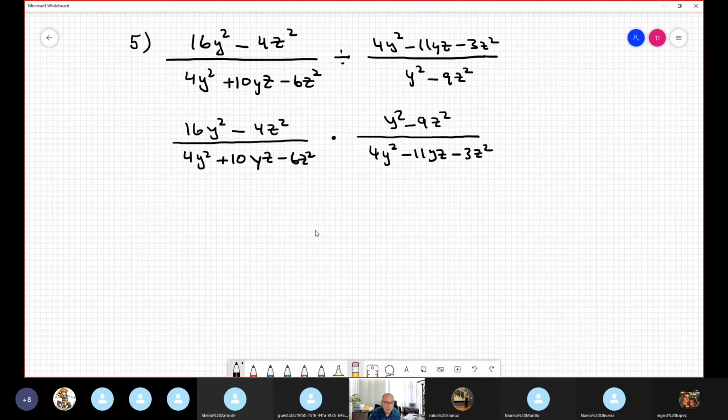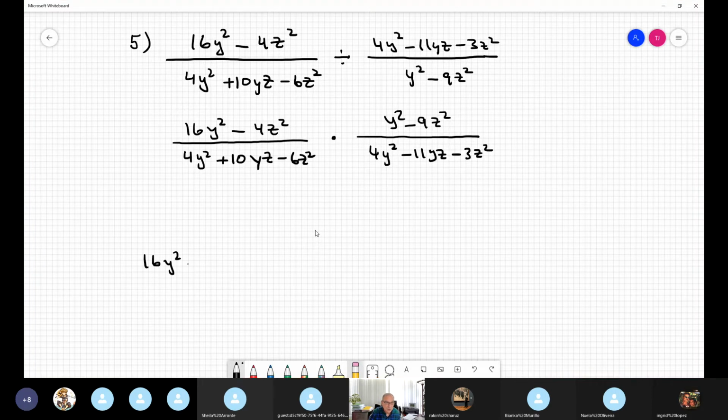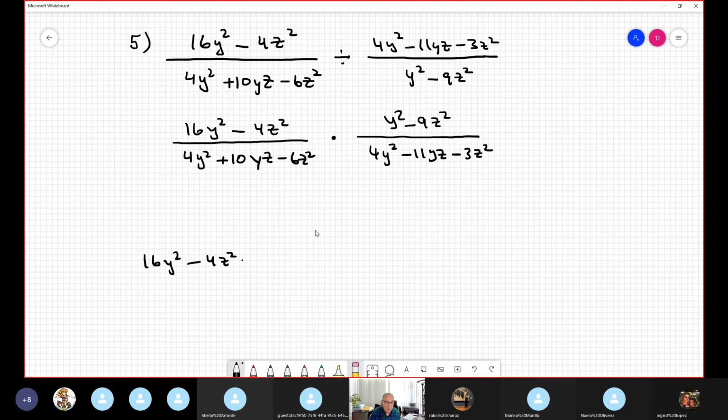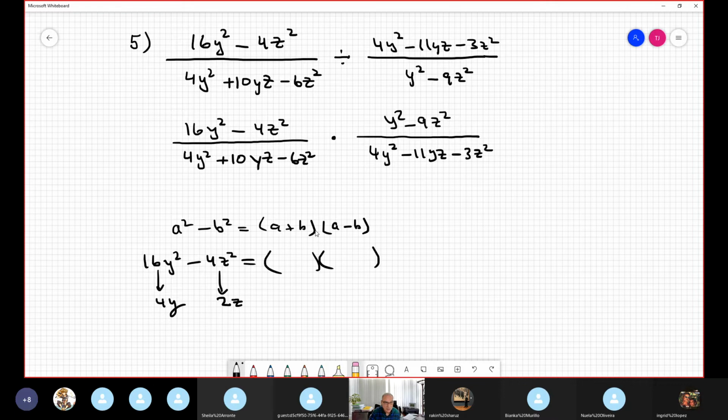I want to copy here, down: 16y squared minus 4z squared. I recognize that this is the difference of squares. So remember our famous formula, a squared minus b squared is equal to a plus b times a minus b, correct? The square root of this is 4y. The square root of this is 2z. Now my factorization is 4y, 2z, plus and minus.